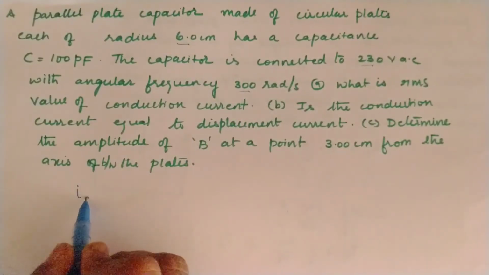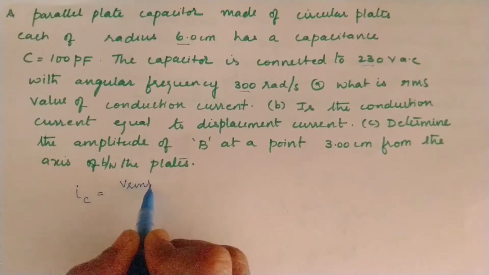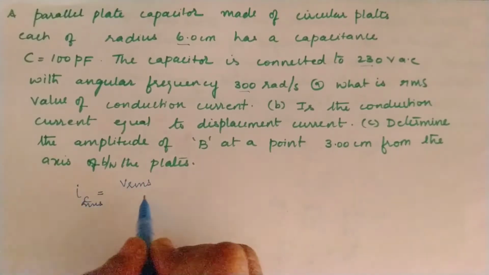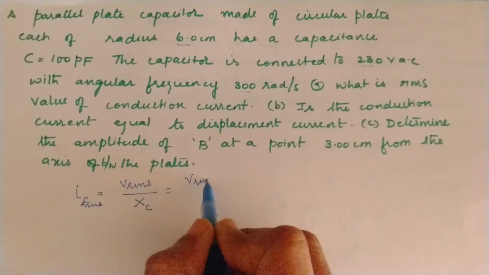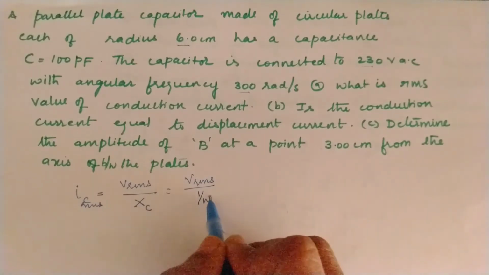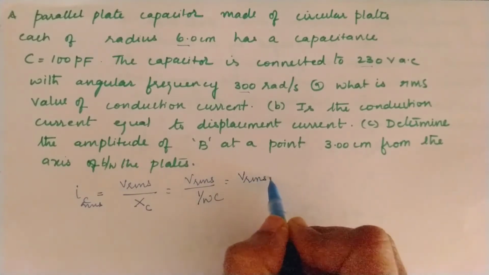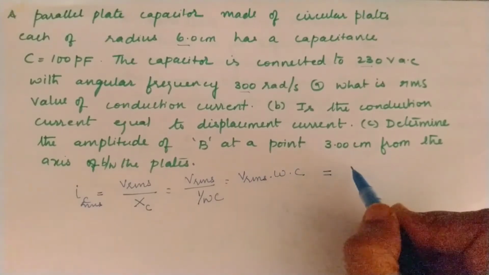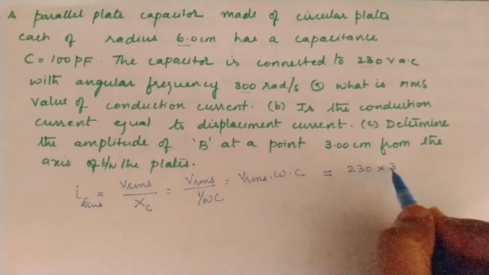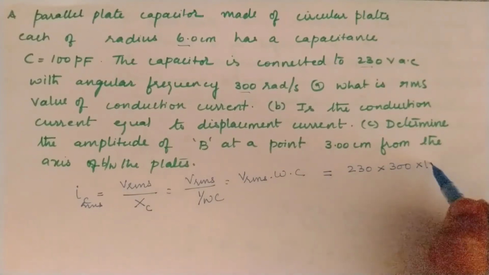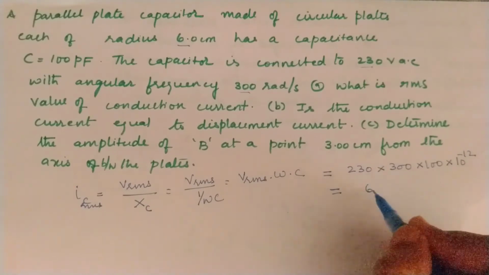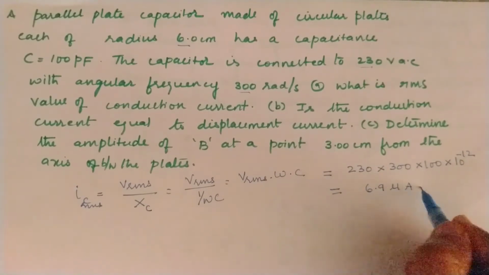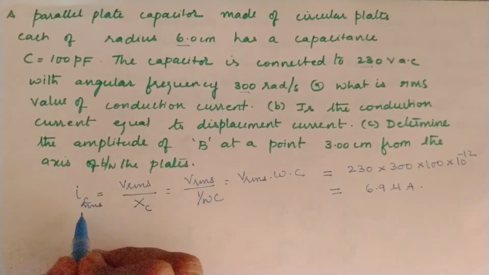Okay, we know how do we calculate the conduction current? V RMS, because we are finding the RMS value, divided by reactance of capacitor XC. That is V RMS by 1 by omega C, which is V RMS into omega into C. Multiply all the values. V RMS is given 230, omega is 300, into capacitance is 100 picofarad, 100 into 10 to the power minus 12. So multiply and simplify this relation, you will get 6.9 microampere. So this is the conduction current, which is its RMS value.